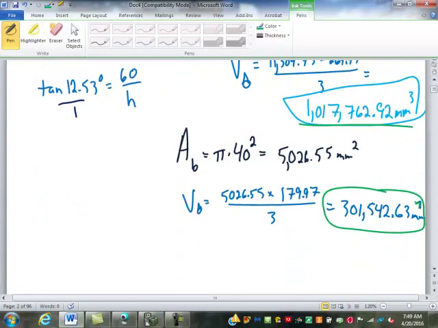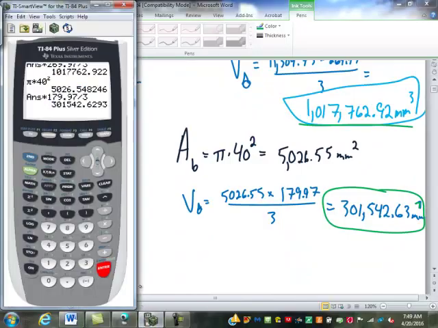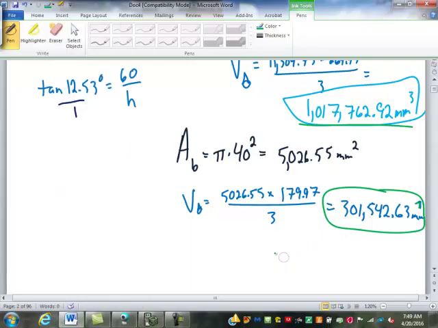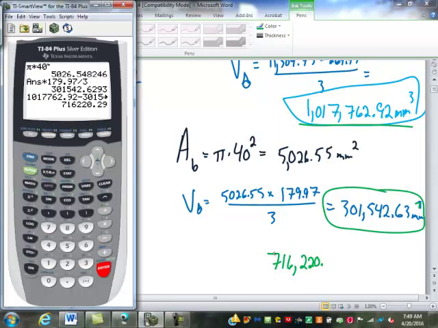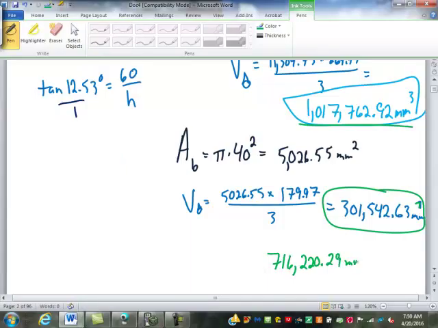So now we just have to subtract those two. 1,017,762.92 minus 301,542.63. We get 716,221.29 millimeters cubed. So that is the volume of that frustum, or that taper.